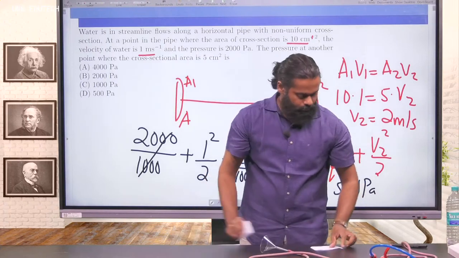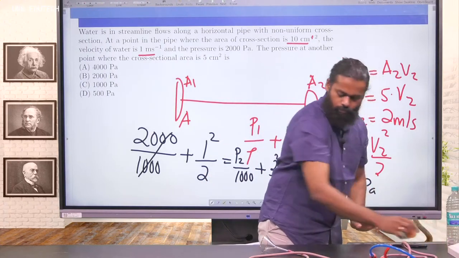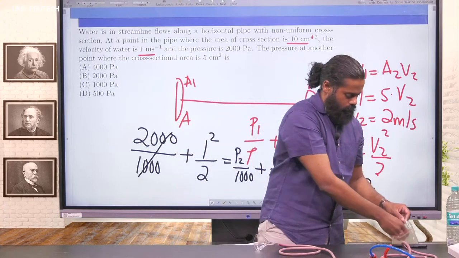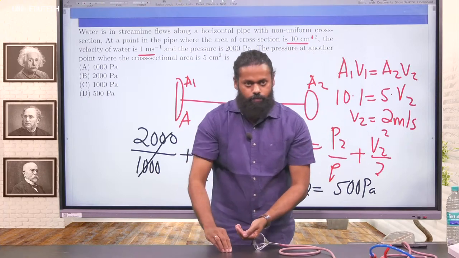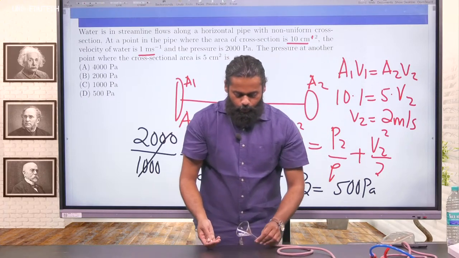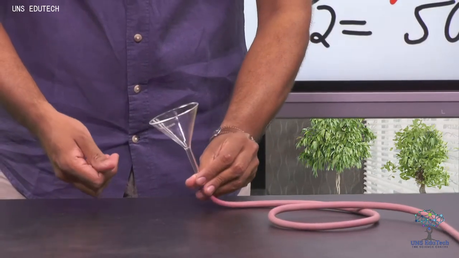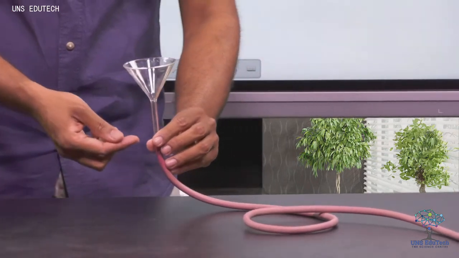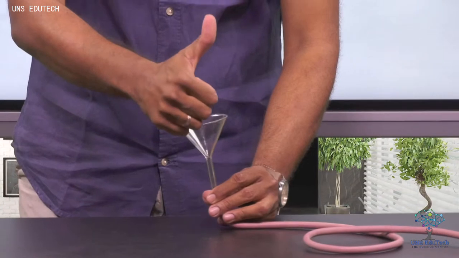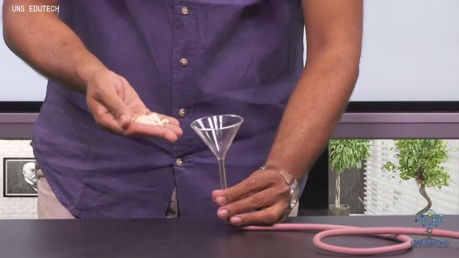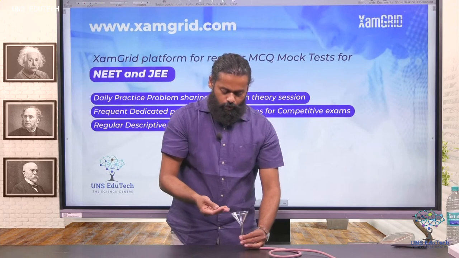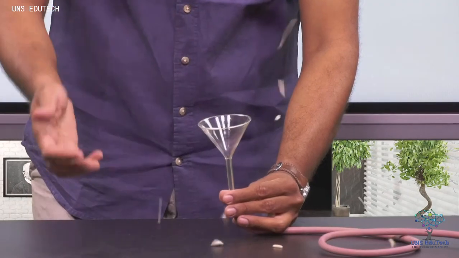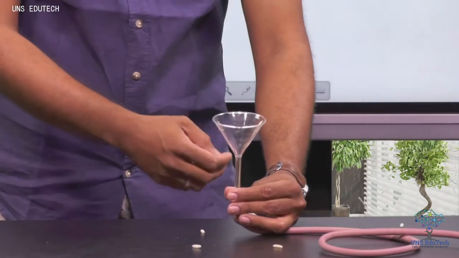Here we can see we have a small funnel. The small funnel is connected to a tube and air is coming from here. So in this case, if I put some puffed rice, like a thermocol, a small piece of light material, into this, you can see that it will be flying away. When you are operating the air, it's flying away.